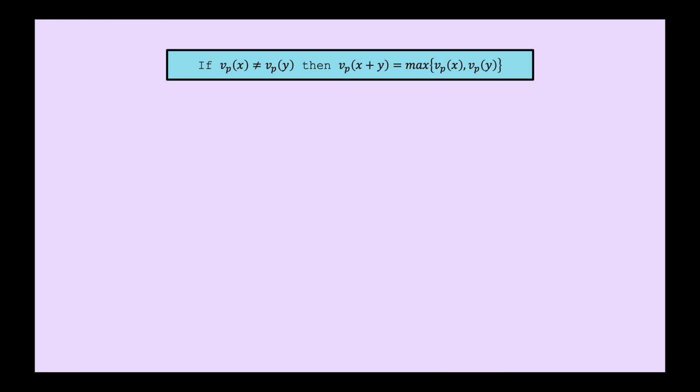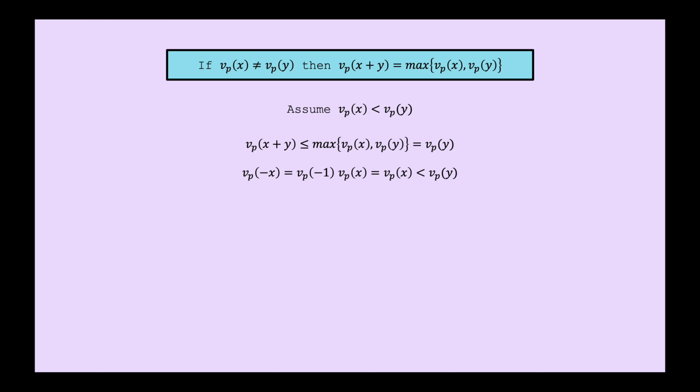Since x and y are interchangeable, we can assume without loss of generality that the p-adic valuation of x is less than the p-adic valuation of y. Then we can note two things. Firstly, that the p-adic valuation of x plus y is at most the p-adic valuation of y, and secondly, that the p-adic valuation of negative x is strictly less than the p-adic valuation of y. Then vp of y is at most the maximum of vp of x plus y and vp of negative x. But since both vp of x plus y and vp of negative x are at most vp of y, we know this maximum is at most vp of y.